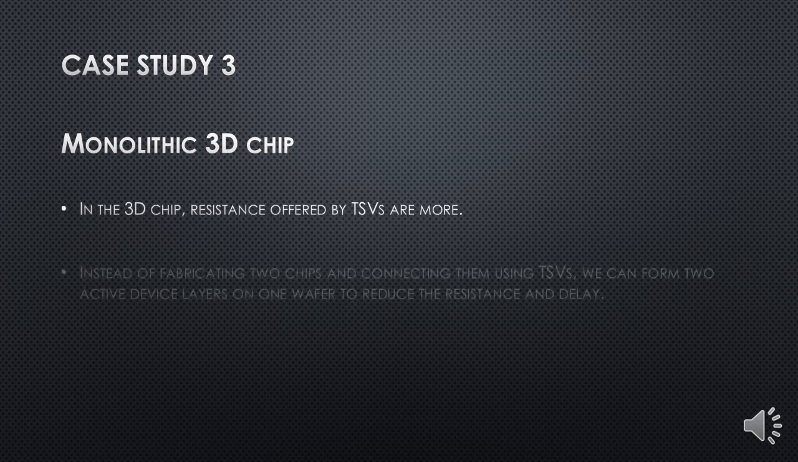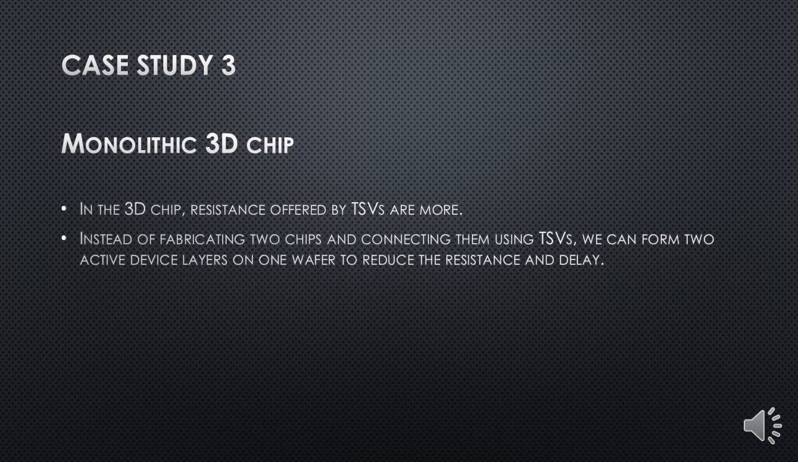So, the monolithic 3D chip. In the 3D chip, the resistance offered by the TSVs is more. So instead of fabricating two chips and connecting them using TSVs, we can form two active device layers. That means we can form two different transistors on one chip, one above the other, and now we can eliminate the usage of the TSVs also. Both of the transistors are on one chip. That is nothing but my monolithic 3D chip, and it has a lot of fabrication complexities involved, and it takes some time.